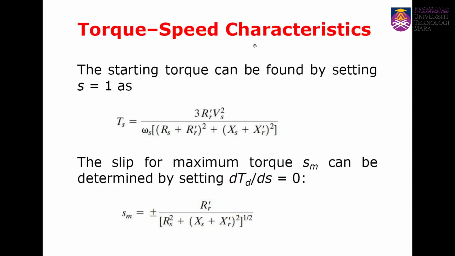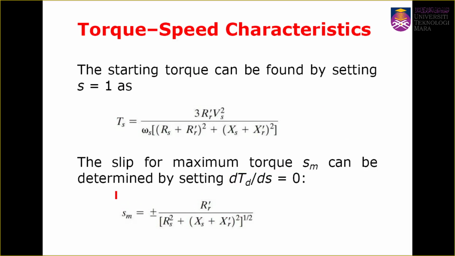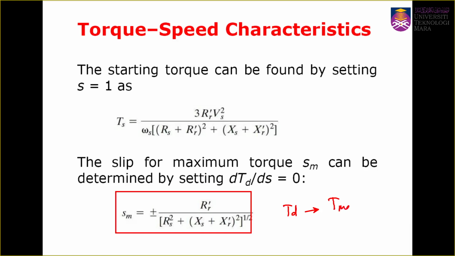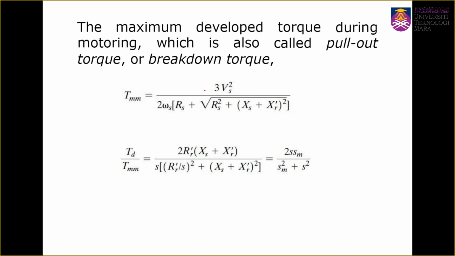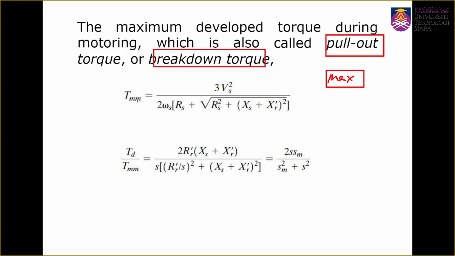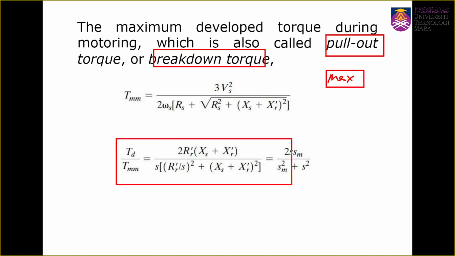And if you replace this back into the original equation, the original TD, that will give you the T max at the maximum torque, which is TMM here. So if you replace that, then you get the breakdown torque. So you have breakdown torque, or pull out torque, or maximum torque. The equation becomes 3V squared, where V is the supply phase voltage, over 2 omega S, and this equation. And you can also do the ratio, the developed torque divided by the maximum torque. That gives you this equation.